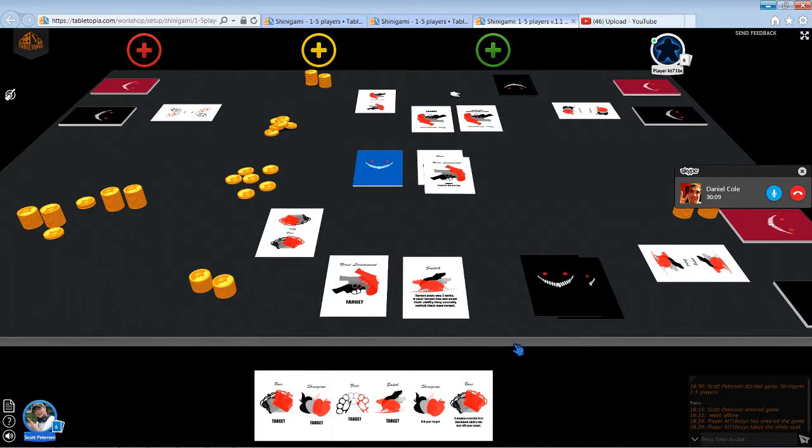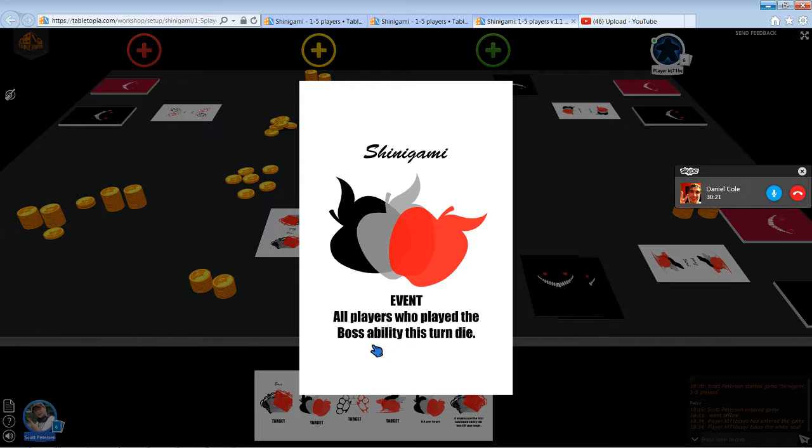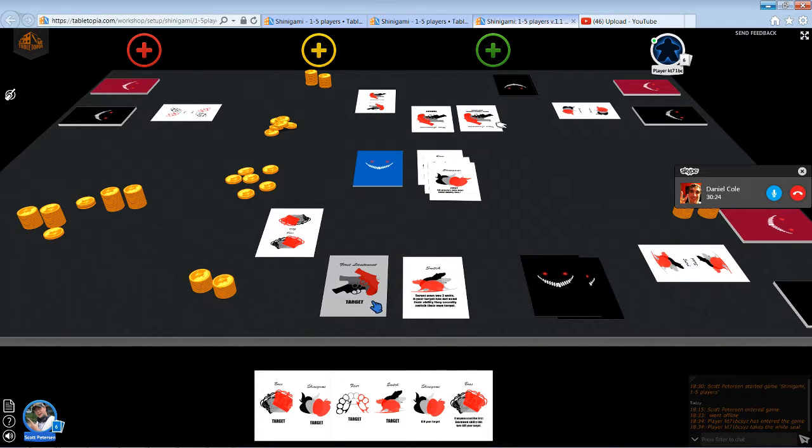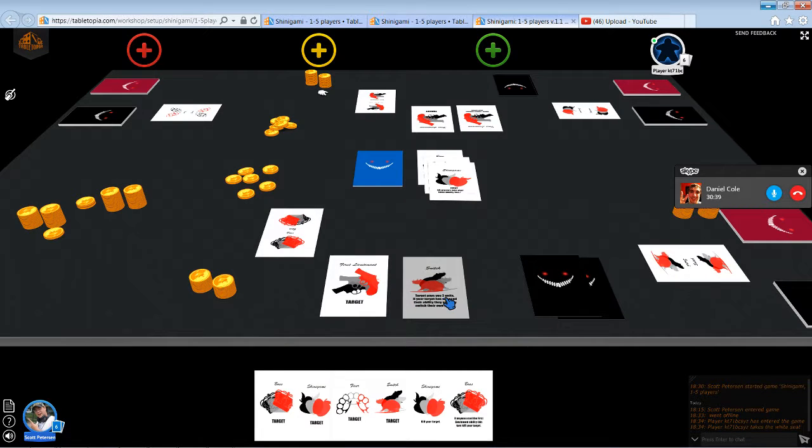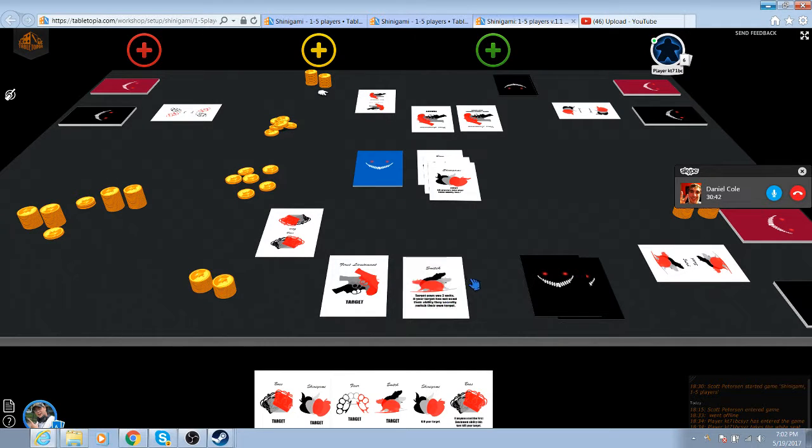And blocked, okay. So what will happen is we flip the event card, and the event goes first, and it says, all players who played the boss ability this turn die. Neither of us played the boss ability, so neither of us die. I go first, so Daniel pays me 2 units, and if my target has not used their ability yet, they secretly switch their own target. So Daniel must switch his target and pay me 2 units.